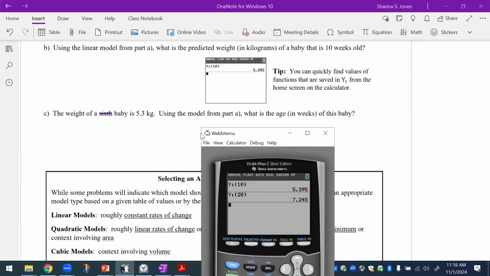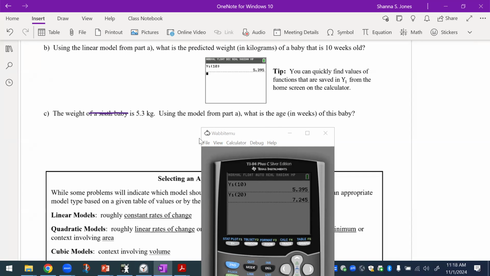So your weight is your Y, yes. I think that's the weight, but how do you insert it? Alpha trace. This is weird. So we're just going to say the weight is 5.3 kilograms. Using the model from part A, what is the age in weeks of the baby? There's a lot of excess there.